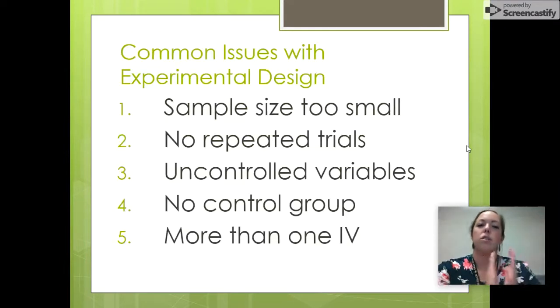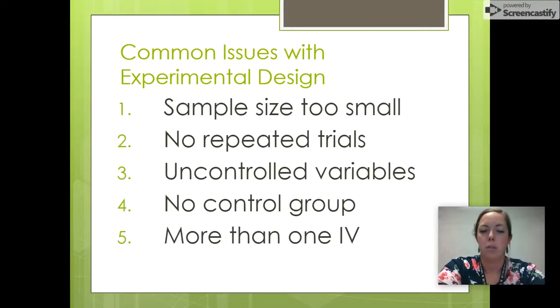Okay, so some common issues with experimental design. You're going to find these while you do your experiments this year, okay? Sometimes your sample size is too small, so you're not really getting good data, or the data that you are getting from that sample size isn't indicative of the bigger population. If you don't have any repeated trials and you only do it once, that could have just been good luck. If you have no controlled variables, you don't have anything to compare it to, so that's a problem. Same situation with the control group.